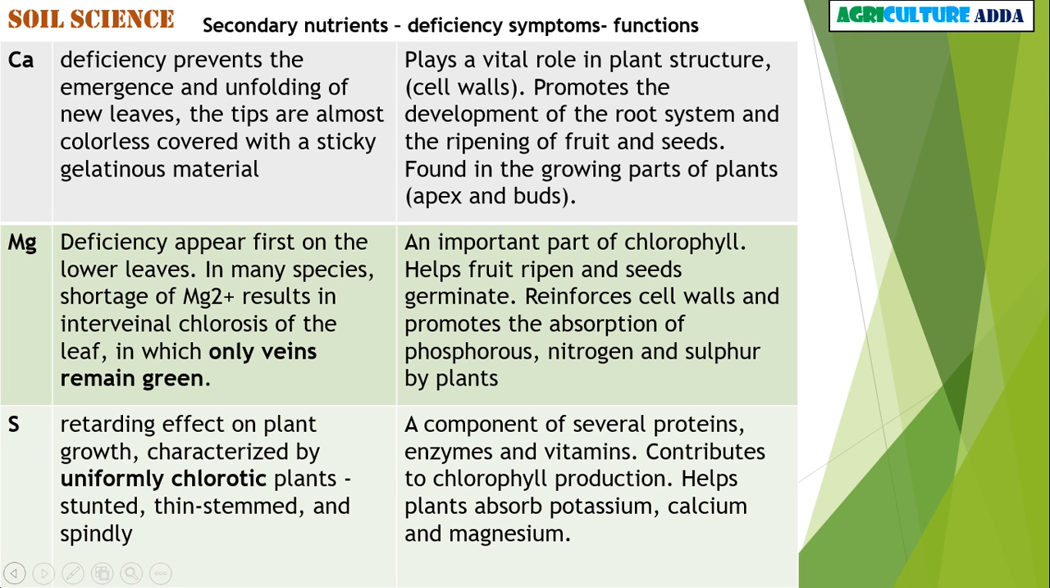And these are some of the secondary nutrients, with deficiency symptoms and their functions. Calcium deficiency prevents the emergence and unfolding of new leaves. The tips are almost colorless, covered with a sticky gelatinous material. Its function is that it plays a vital role in plant structure, that is cell walls, and promotes the development of the root system and the ripening of fruits and seeds. It is found in the growing parts of the plant, that is the apex and buds.